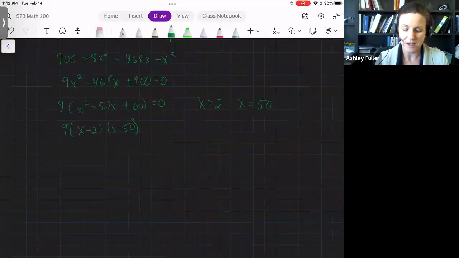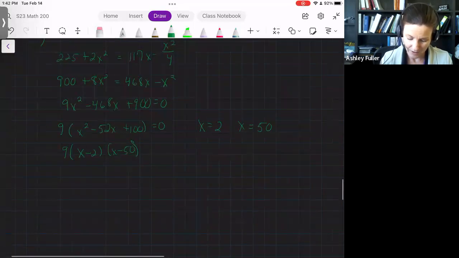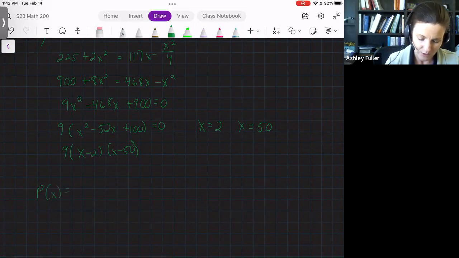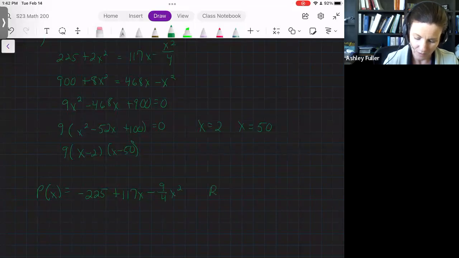Now, if I wish to find the marginal profit, the first thing I have to do is find that first derivative of my profit function. So when I calculate my profit, I'm going to do revenue minus cost. And when you subtract those two, you're going to find your profit function ends up as negative 225 plus 117x minus 9/4 x squared. And again, that comes from revenue minus cost.